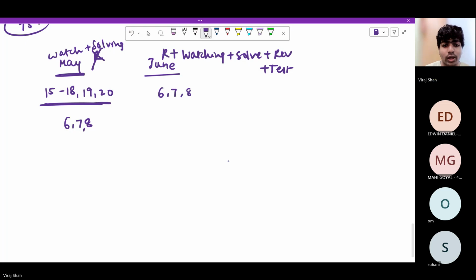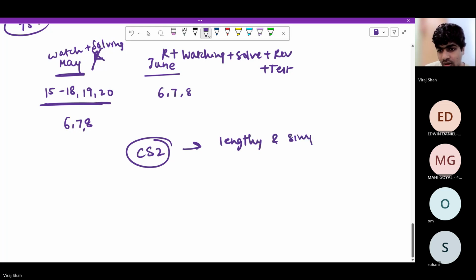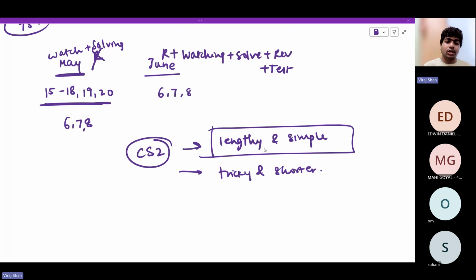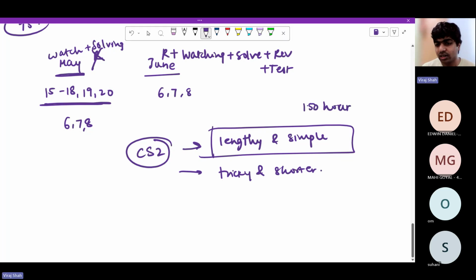One thing you need to note about CS2 is that either the paper is lengthy and a little simple, or your paper is tricky and shorter. In this recent attempt of April, the first case was applicable. The paper was lengthy, but a little simple. Students couldn't attempt more than 20 marks in paper B. It was that lengthy. You get only 1 hour 50 minutes for paper B, and for paper A, you get 3 hours 20 minutes.